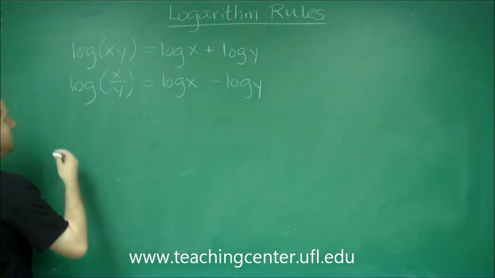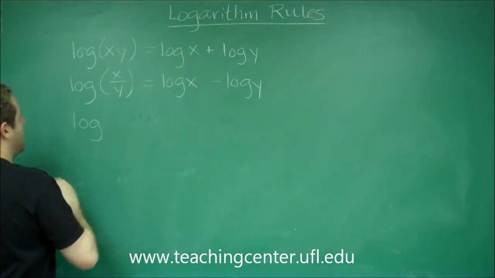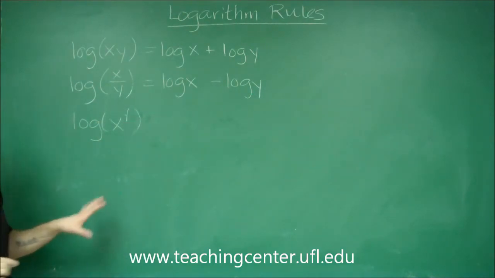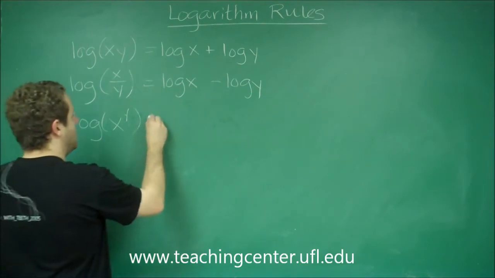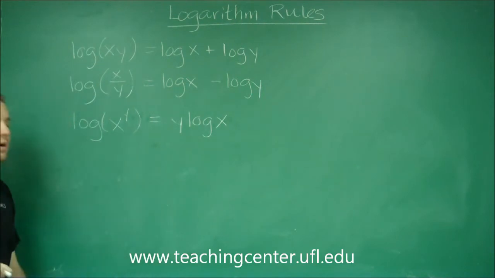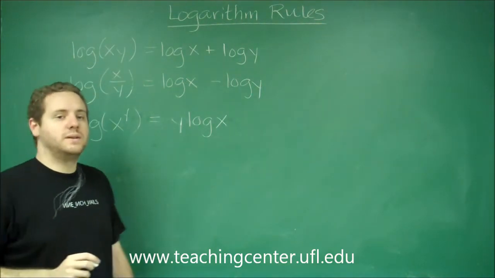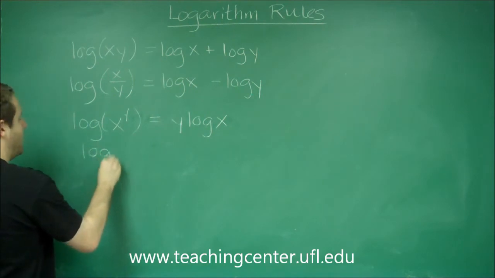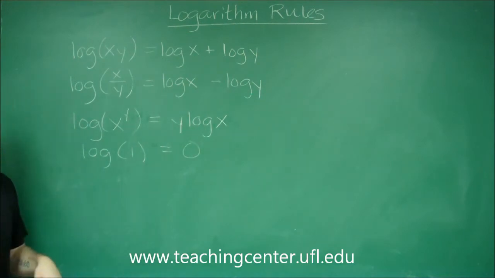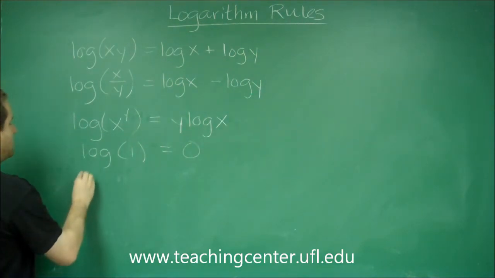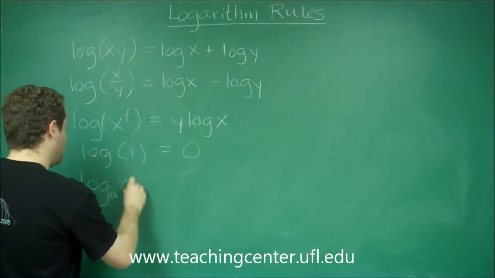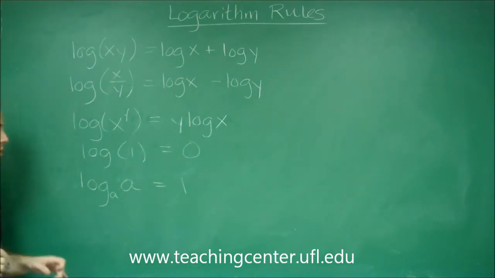The other main one that you're going to use is if you have log of x to the y power. And if you have a log of any base to any power, the power can always come in front of the log, and you end up with y log x. There's a couple other basic ones. Log, no matter what the base, of 1, is always equal to 0. And finally, this one is going to be specific about the base. If you have log with some base a of a, that is always equal to 1.